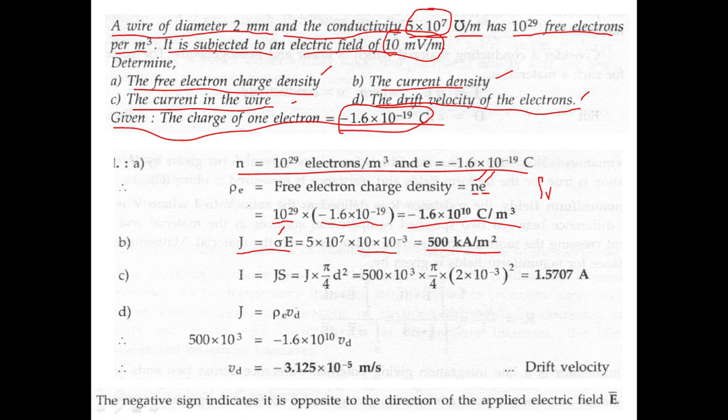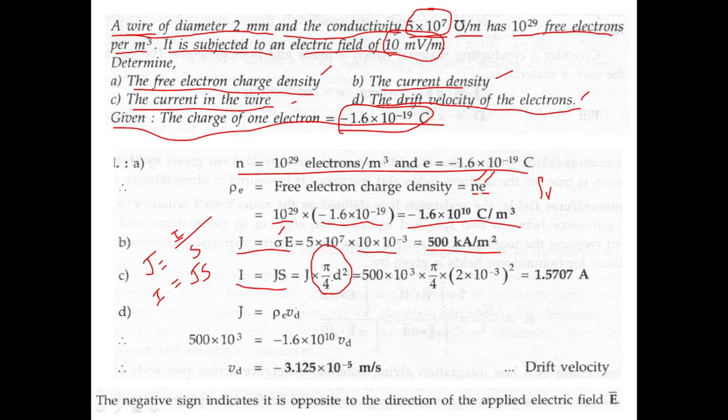Now we have to calculate the current. So current calculation is simple. We have the definition of J as I by S, current per surface area. We have to calculate the current, and we know the current density. So cross multiply, it will be J into S. And how did we get S? It is pi by 4 d square. It is a wire, and a wire is circular in shape, and the diameter is given as 2.